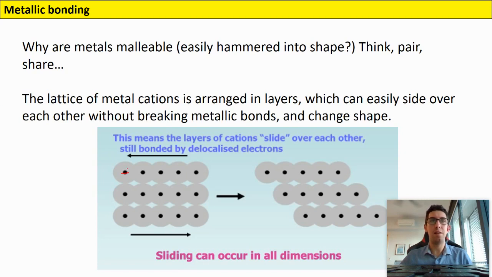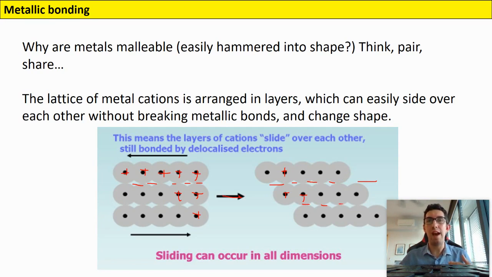Here are the layers, look at them, they're all positively charged. All of these ions are positively charged, and they're surrounded by delocalized electrons. The electrons can move. If I move these layers like this, there's no difference. They're still surrounded. All the negative electrons are hanging out between these ions. There's no difference. I can move these layers into any configuration I want.